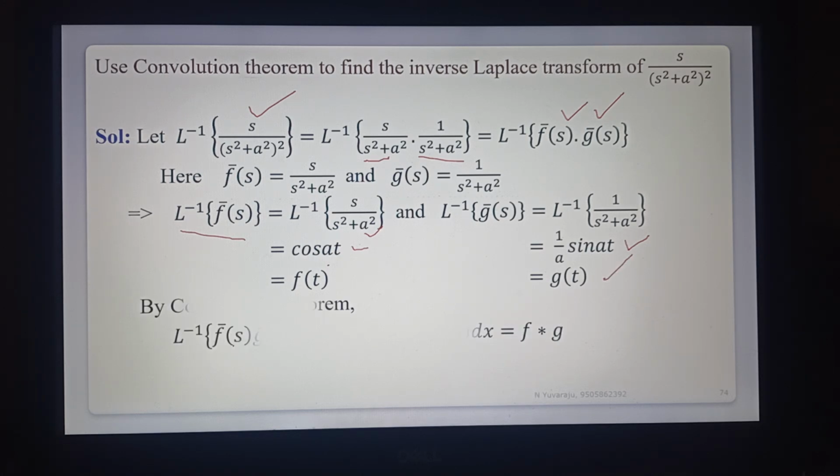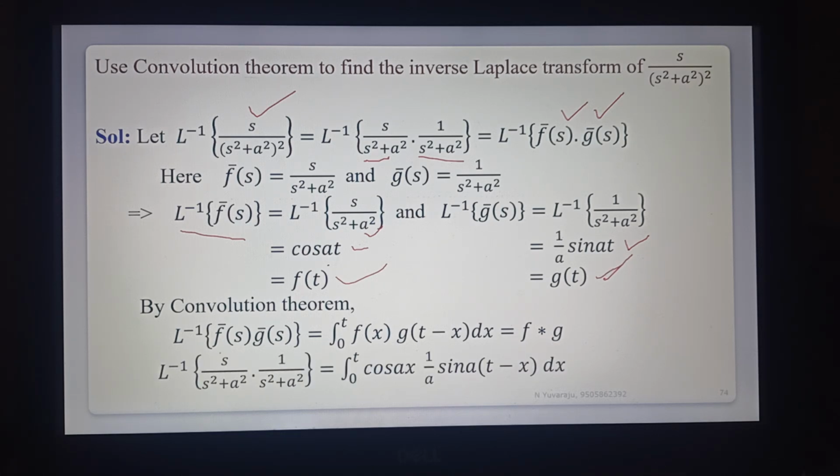Now we use the convolution theorem: L inverse of F(s) into G(s) is equal to the integration from 0 to t of f(x) into g(t minus x) dx, which is equal to f star g. Now substituting the values of f(x) and g(x), L inverse of s by s square plus a square into 1 by s square plus a square is equal to the integration from 0 to t. f(x) means cos ax. Next g(t minus x) means in g(t) replace t with t minus x, so 1 by a into sin of a into (t minus x) dx.